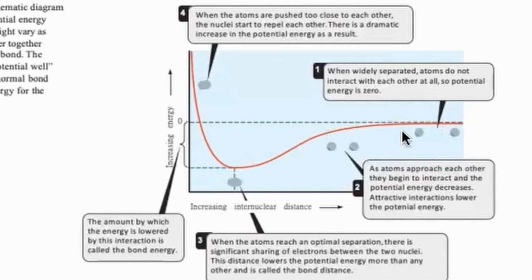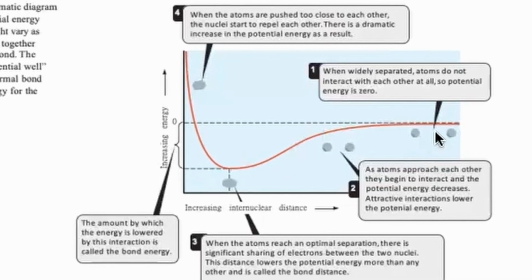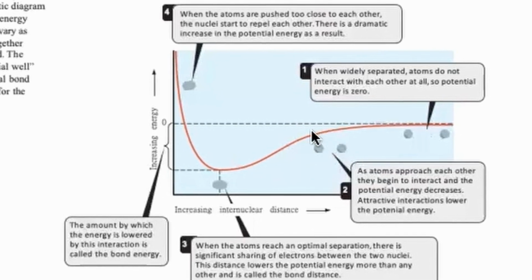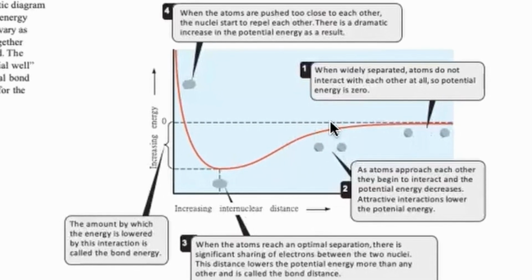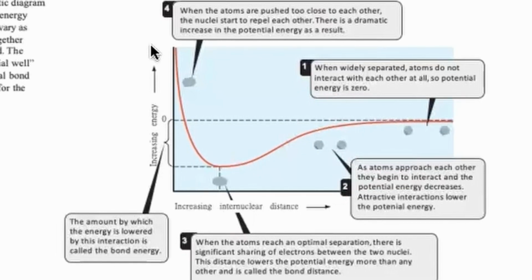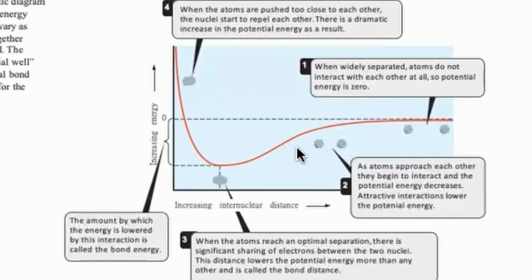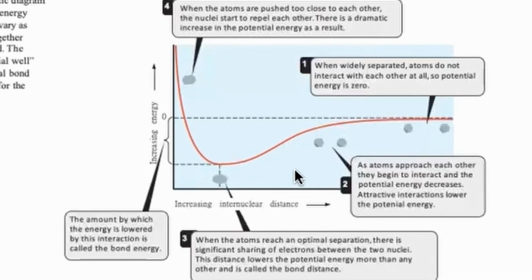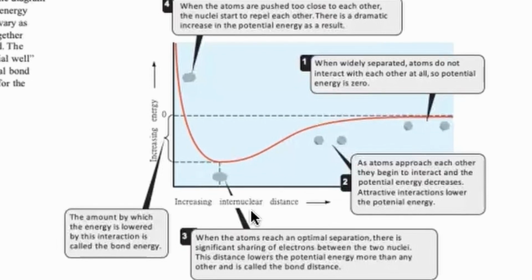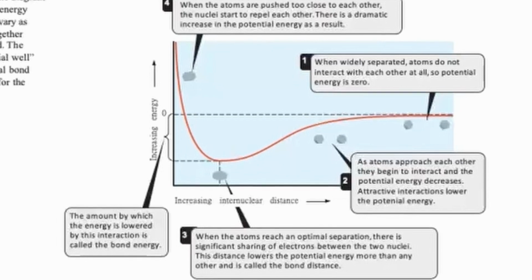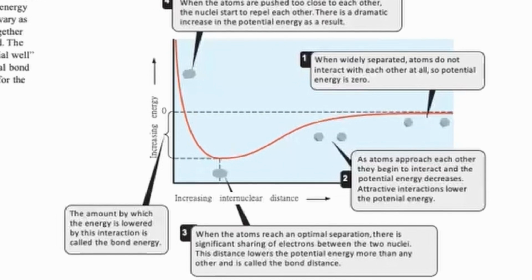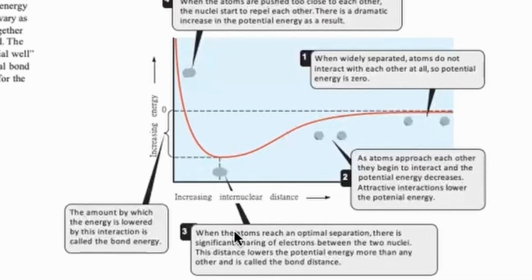When the atoms are further apart, they do not react with each other, so the potential energy is closer to 0. As the atoms approach each other, they begin to interact and the potential energy decreases, because as you can see, the energy increases in this direction. The attractive interaction lowers the potential energy. When the atoms reach an optimal separation, there is significant sharing of electrons between the 2 nuclei. This distance lowers the potential energy more than any other, and it's called the bond distance.